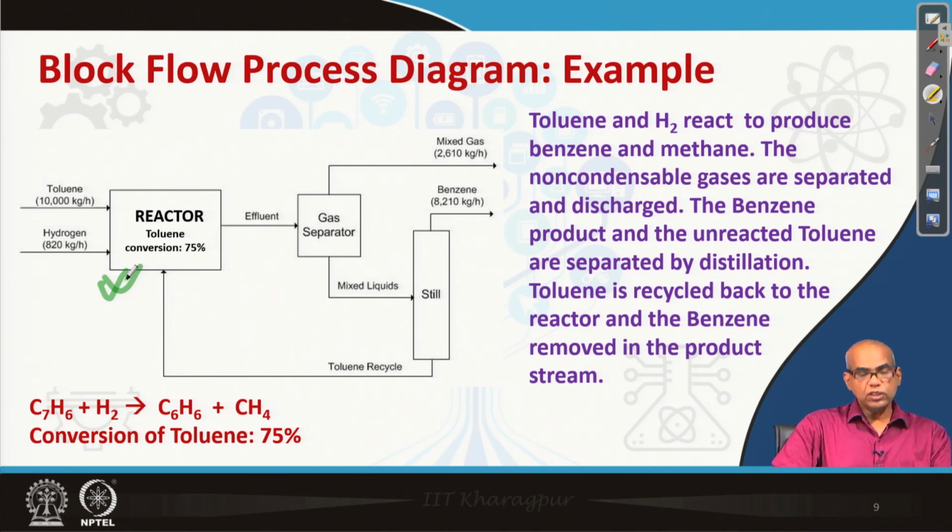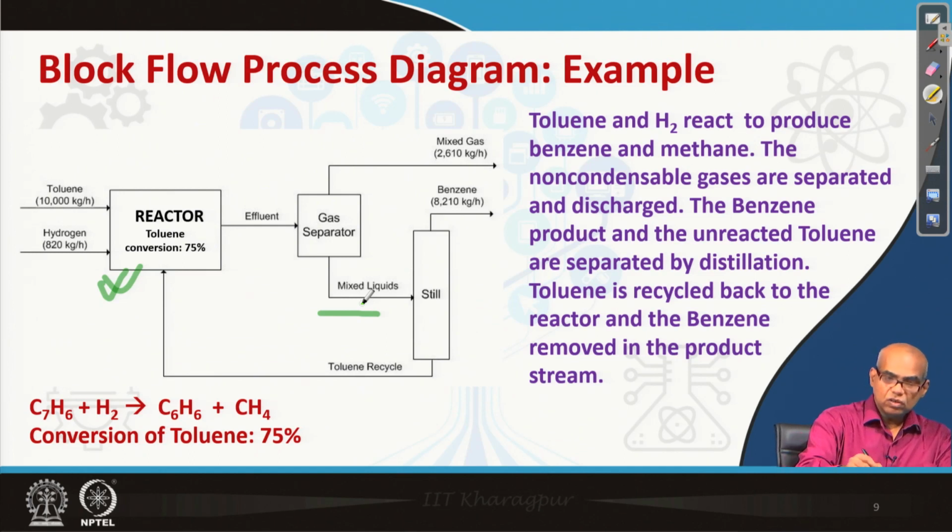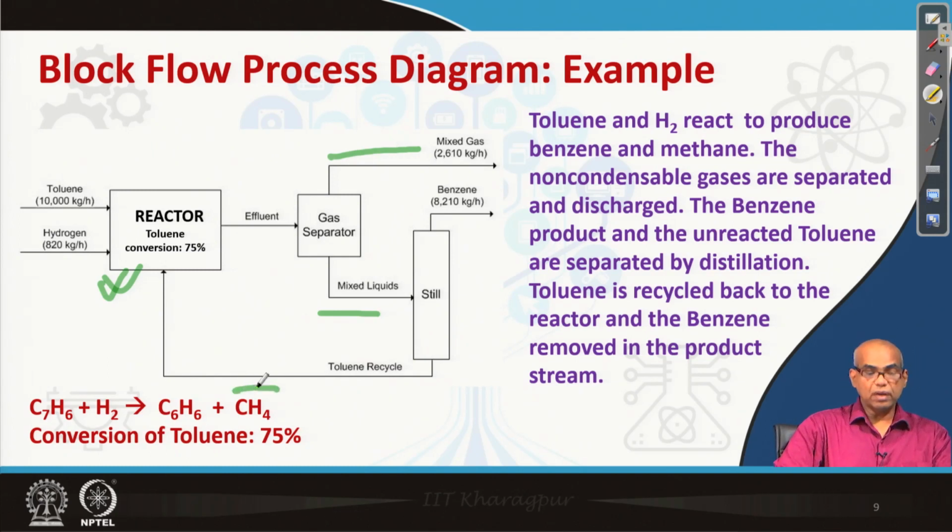So, toluene and hydrogen react in the reactor. So, the effluent stream will contain a liquid stream and a gas stream. The liquid stream will contain the benzene and the toluene, and the gas stream will contain the methane and maybe some unreacted hydrogen.